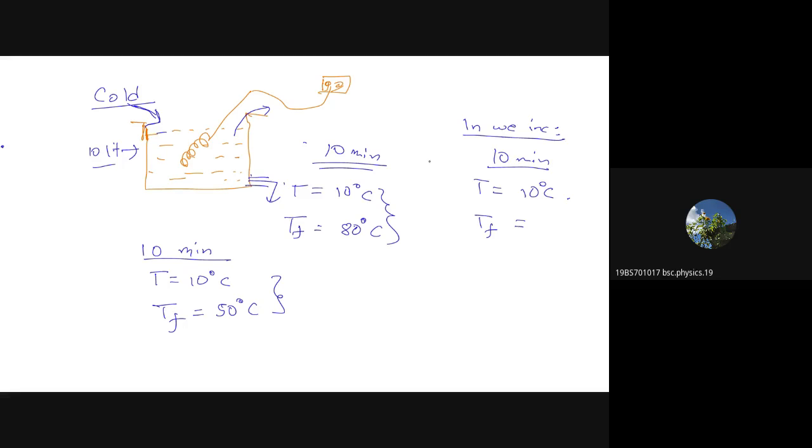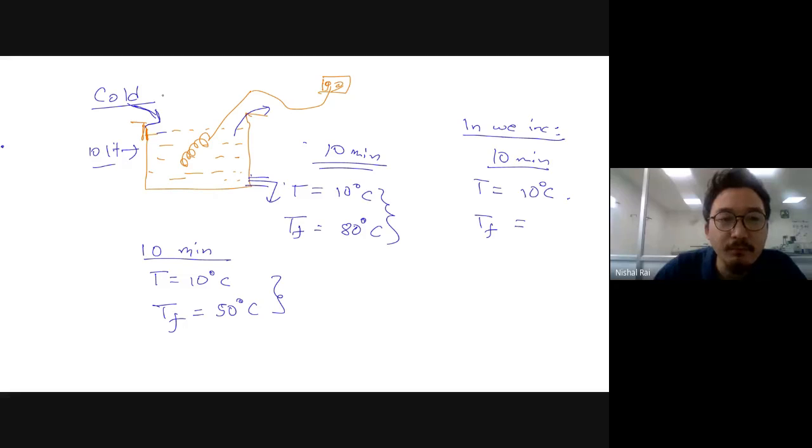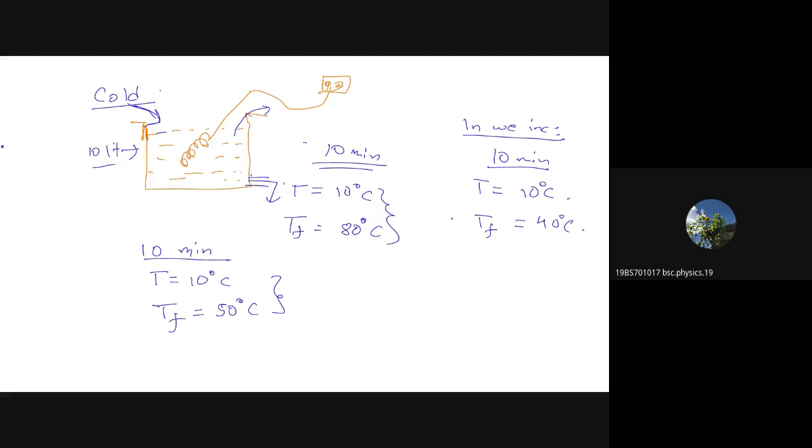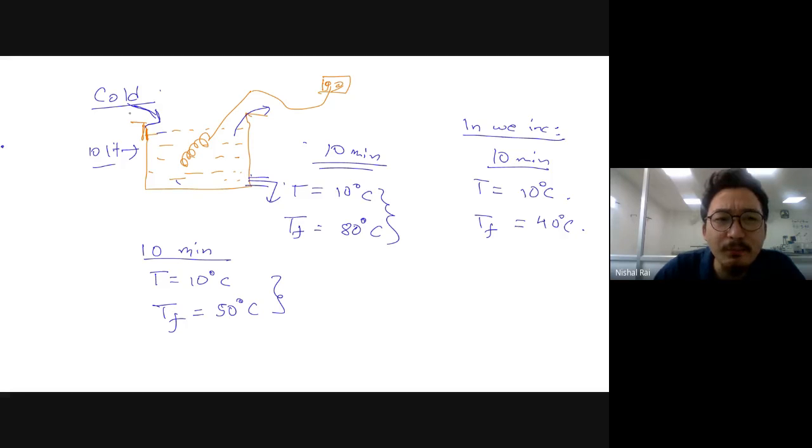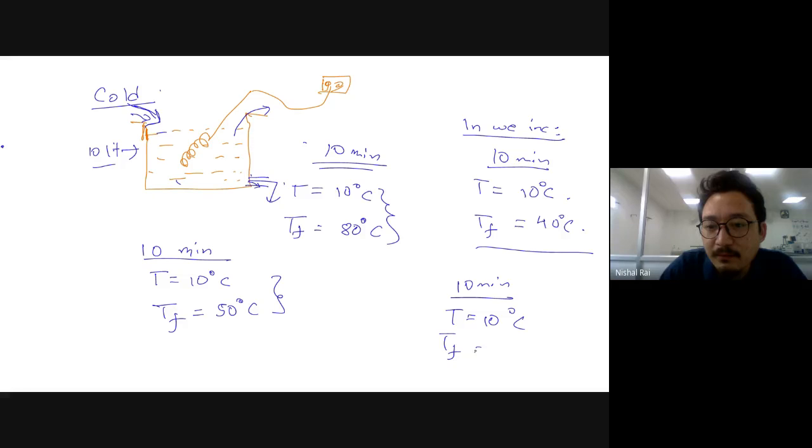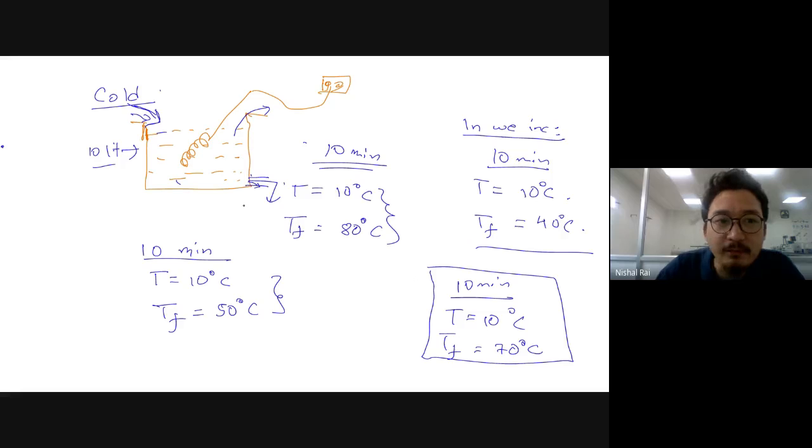If we keep on putting more water and take out more water, the final temperature will decrease. Now what we do is we start pouring water very slowly and start taking out water very slowly. Then the final temperature will increase. At 10 minutes, the temperature from 10 degrees Celsius, the final temperature is around 70 degrees. Is this point clear? If you start pouring water very slowly and take out water very slowly.